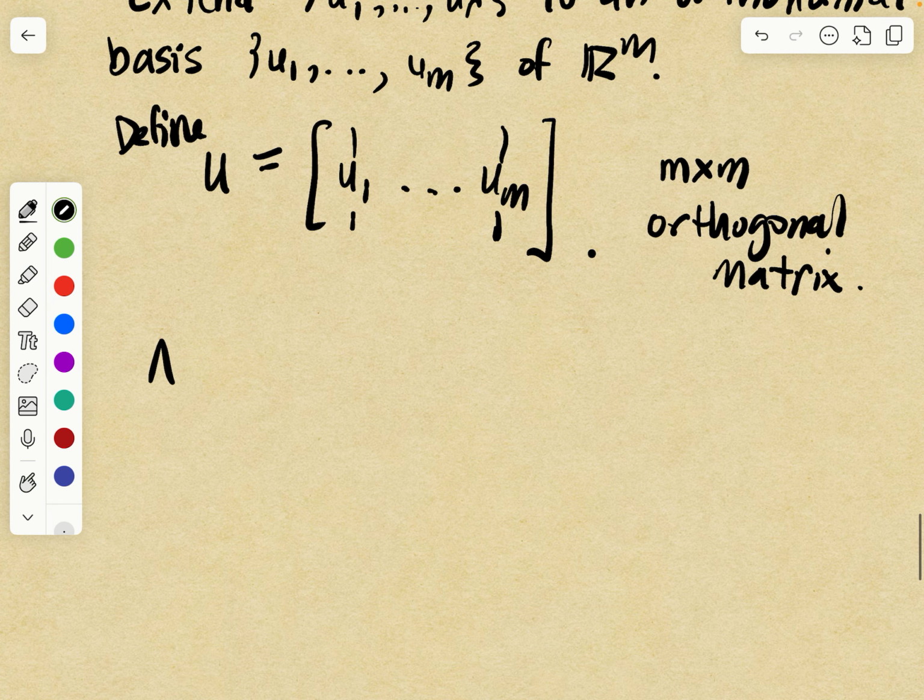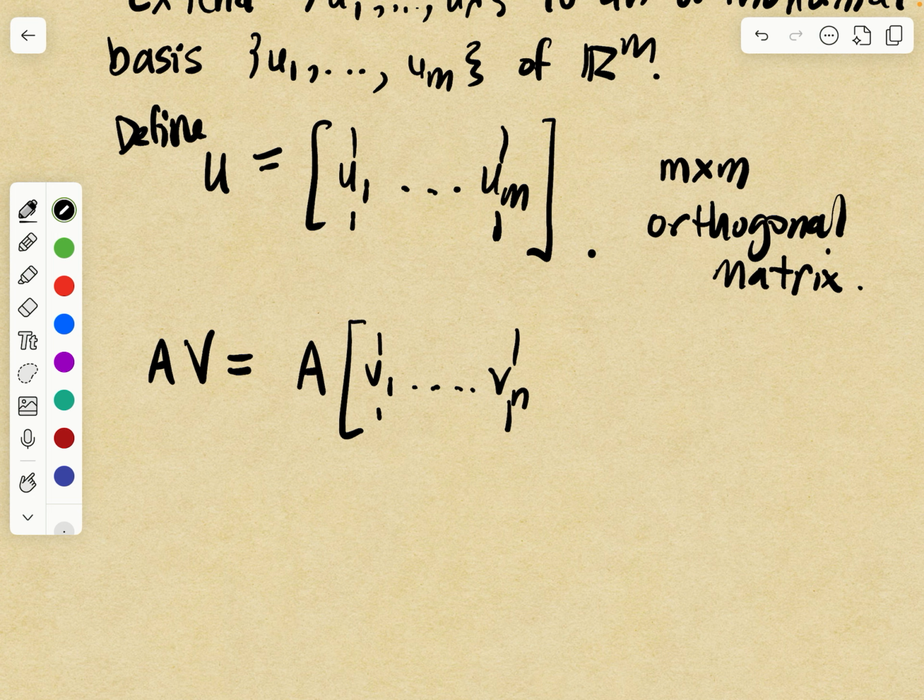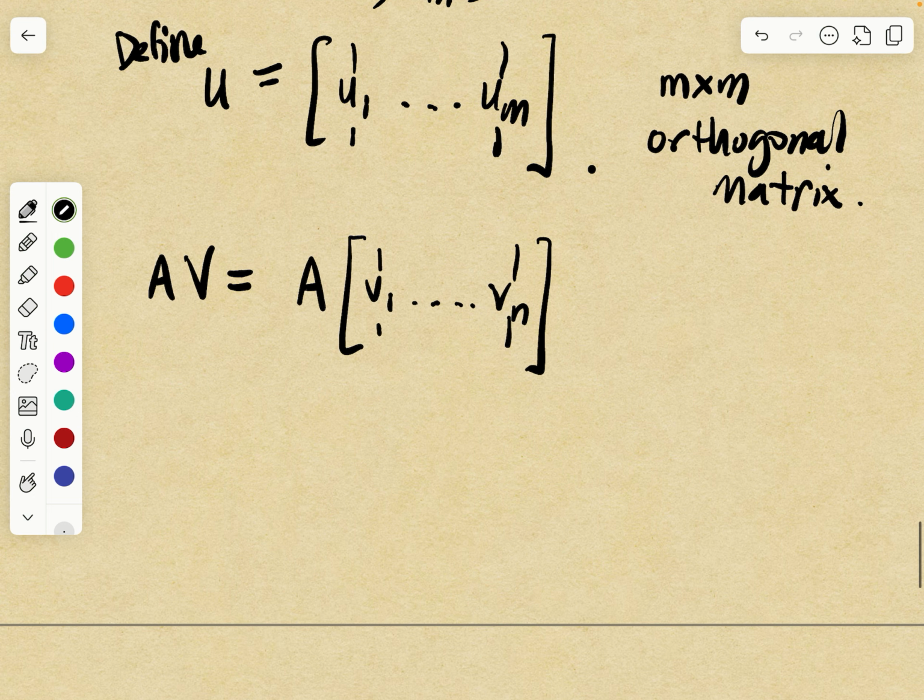So if you take A times V, what are you going to get? Well, that's going to be A times the matrix whose columns are V1 through Vn. And for I equals 1 through R, you're going to get sigma 1 V1 to sigma R VR.